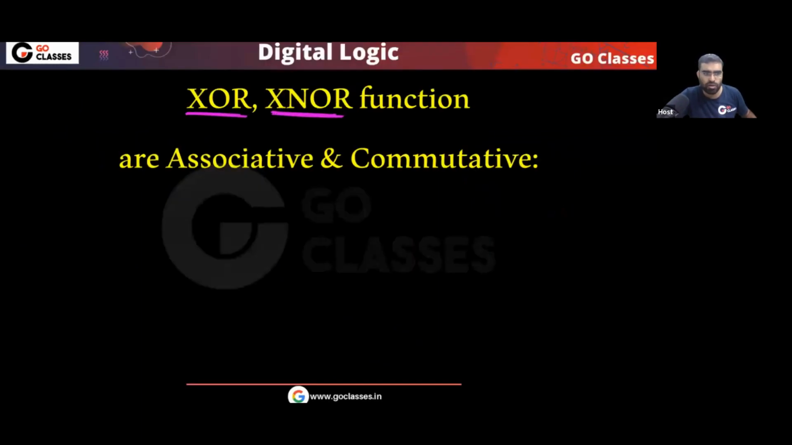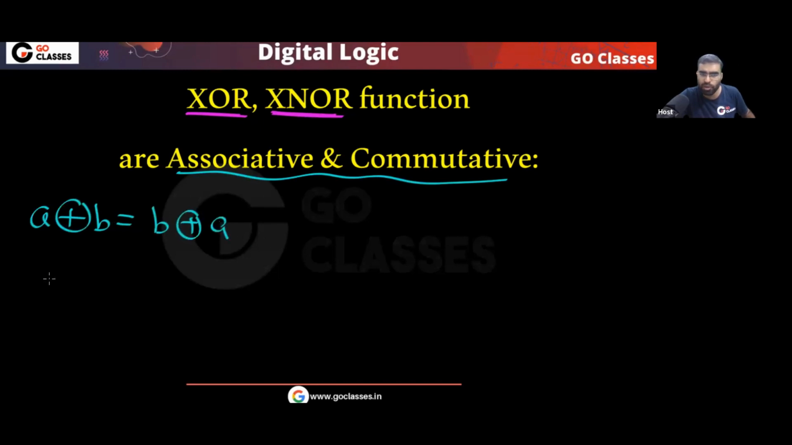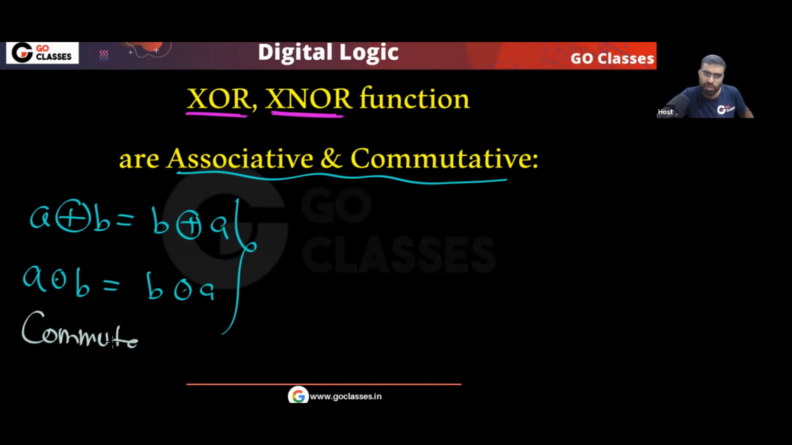See, XOR and XNOR are associative also, and commutative also. What does it mean? It means that A XOR B is the same as B XOR A. This is called the commutative property. Similarly, A XNOR B is the same as B XNOR A. So they are commutative. Remember, XOR and XNOR both are commutative.